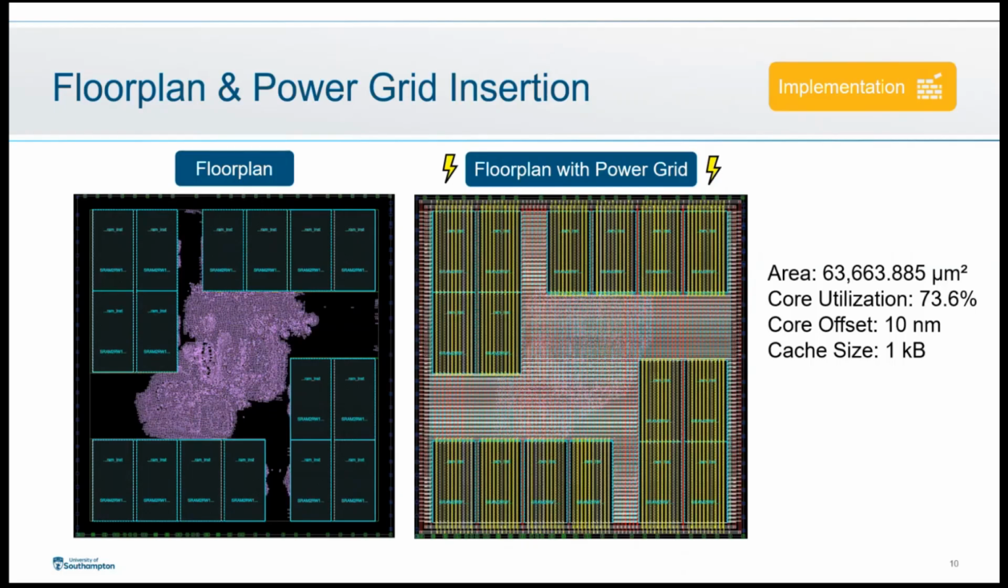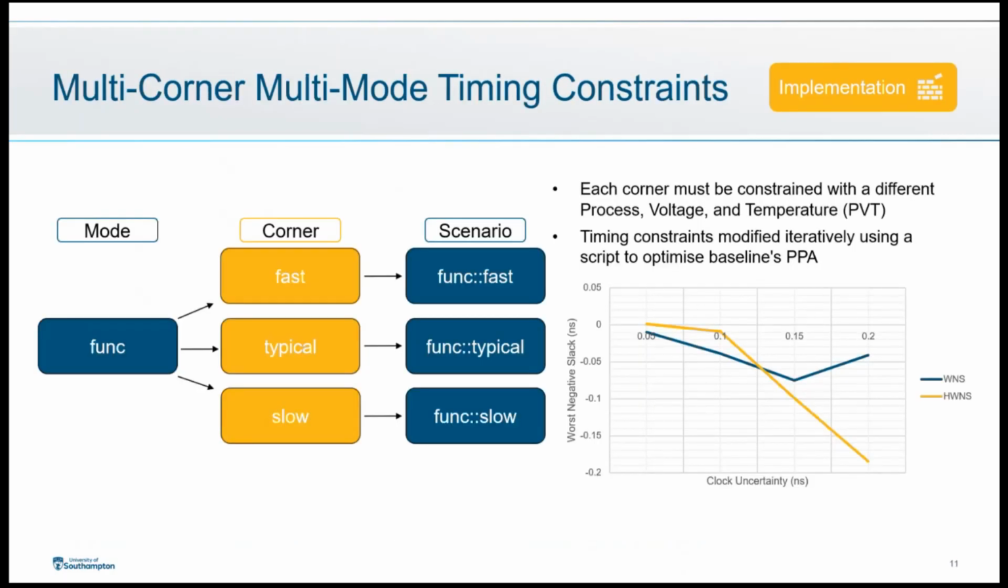We had an overall cache size of 1 kilobyte with 16 smaller SRAM blocks distributed around the floor plan. This allowed us to place them more optimally to reduce congestion once the design was routed. And finally, we set up multi-corner, multi-mode timing constraints. For simplicity, we only have one mode, which represented the normal operating mode of the chip.